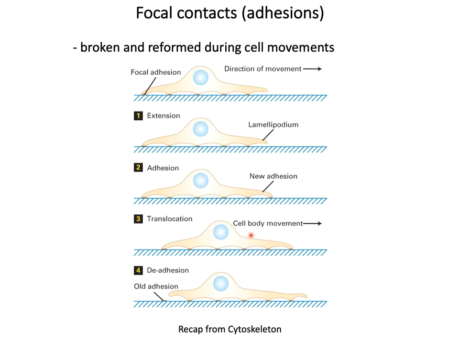In step 3, you have the translocation, which is the movement of the cell body, in this case, forward or towards the right. And then you get the de-adhesion at the back of the cell, so that is when the cell is breaking these focal contacts, and it's very interesting that the cells can actually regulate these interactions such as focal adhesion. And again, in the second part of this discussion, we're going to talk about the molecular mechanism of the formation and breaking of these contacts.